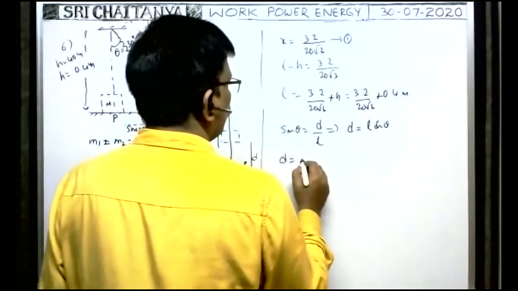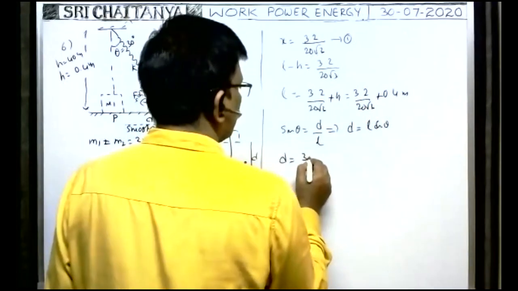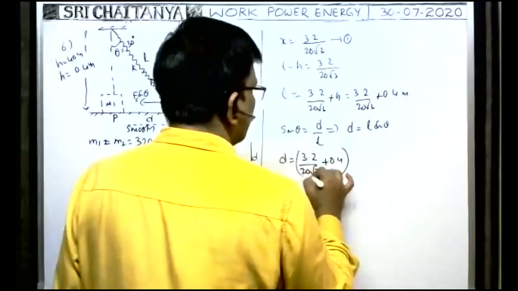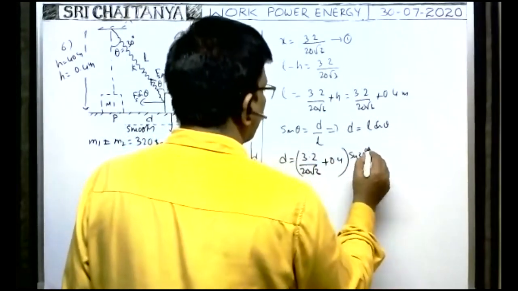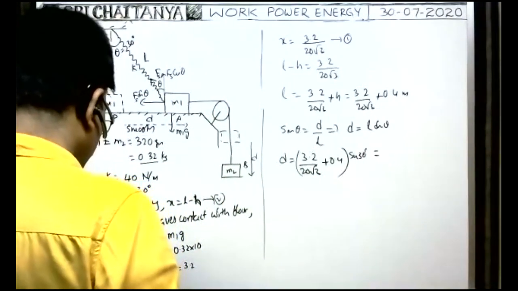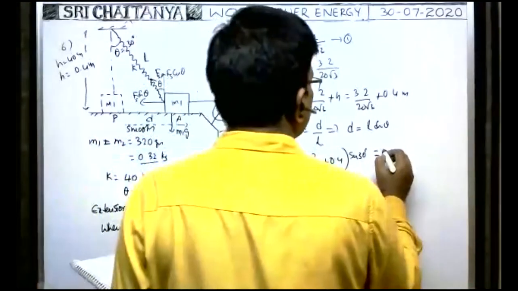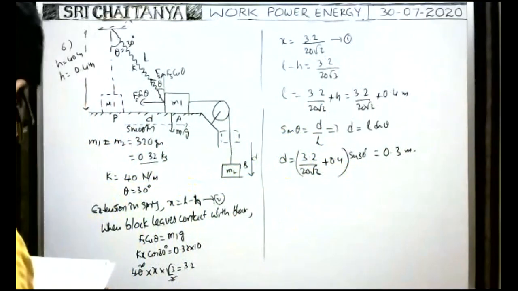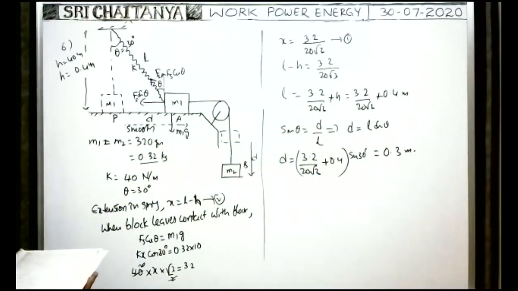Therefore, D is equal to L, means this one, 3.2 by 20 root 3 plus 0.4, into sin theta, means sin 30 degree. So you simplify them. If you simplify them, then you will get the D value 0.3 meter.